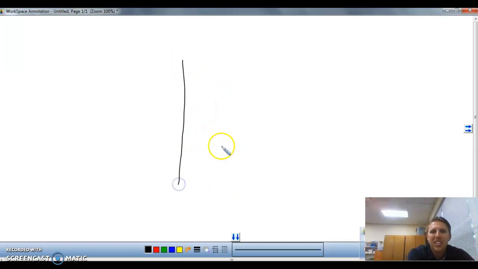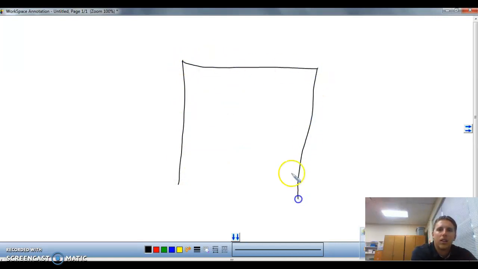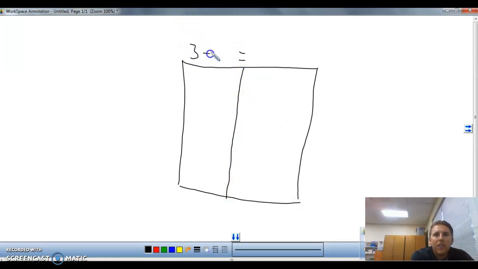Just so you can see it in as many ways as possible, we'll make a chart here. Okay, and in this chart, we're going to have 3 minus some number. Okay?